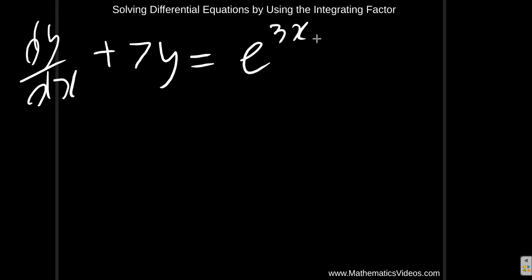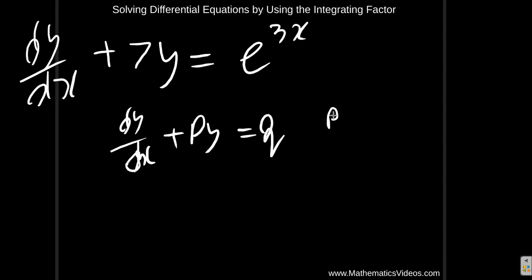Let's solve this differential equation: dy by dx plus 7y is equal to e to the 3x. Now, from looking at it, you can see that it is of the form dy by dx plus py equals q, where p is equal to 7 and q is equal to e to the 3x. You can see that.